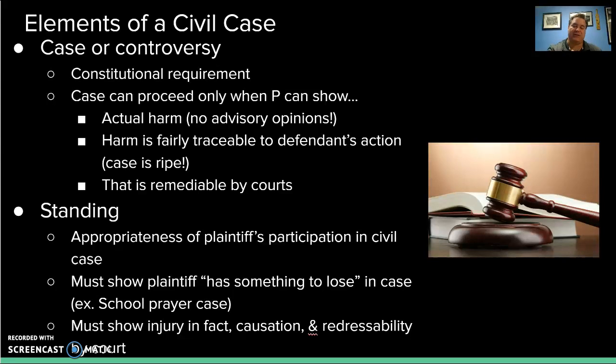So you have to show an injury in fact, that your interests have been harmed somehow, that there's some causation, some connection between what the defendant did and your alleged harm, and that it can be redressed, that it can be fixed by the court.